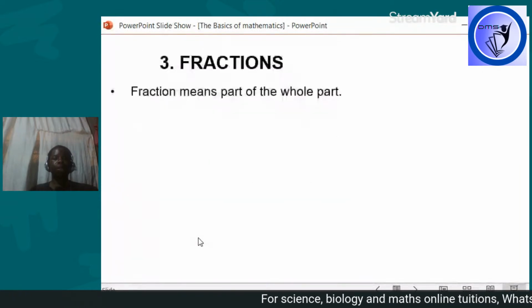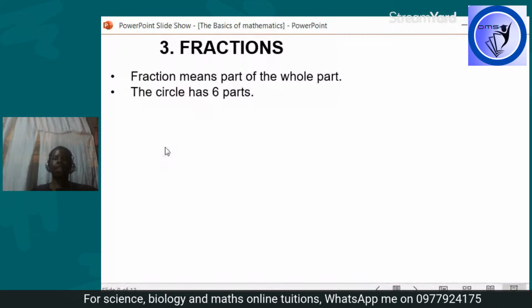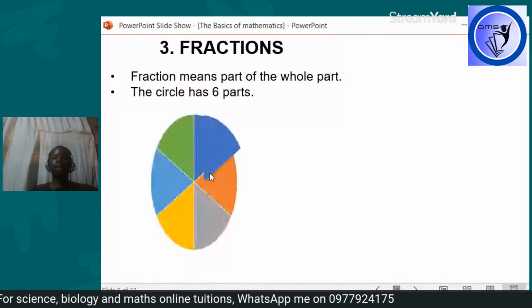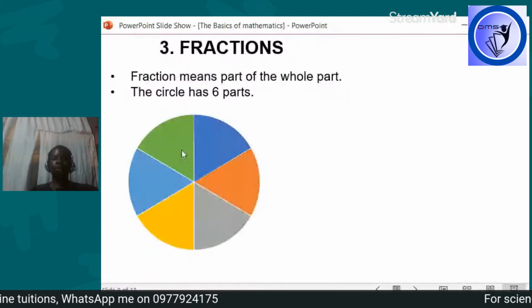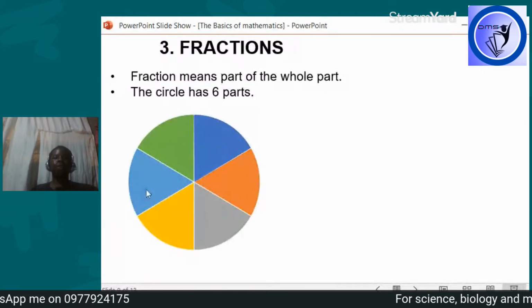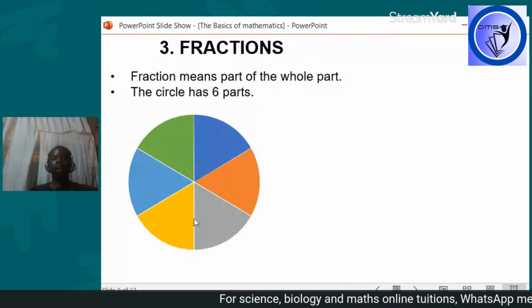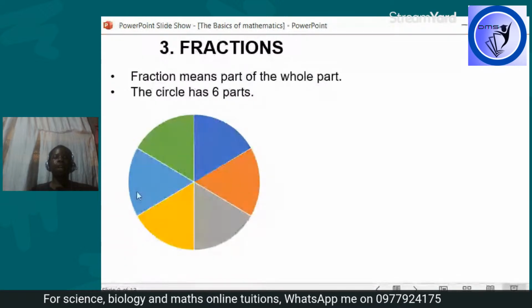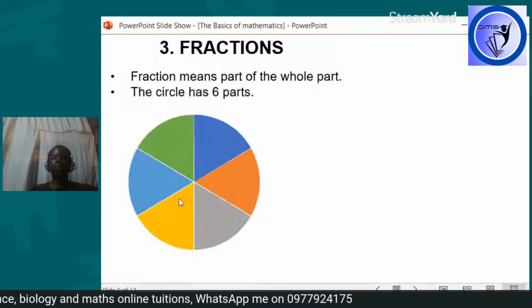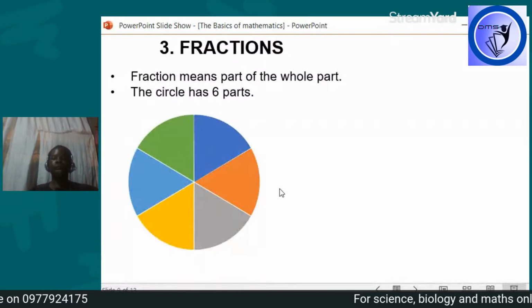Okay. So now for instance, let's look at the circle that has six parts. We have this circle here which has six parts here: one, two, three, four, five, six. So it has six colors, of course. So each color here can be part of all the colors that are in this circle. Now, what do I mean?